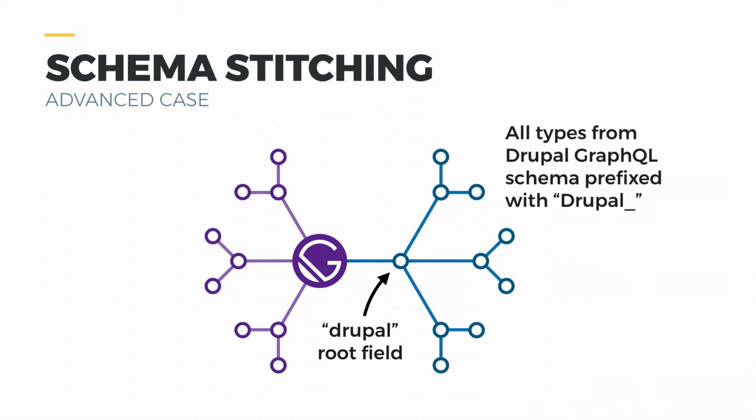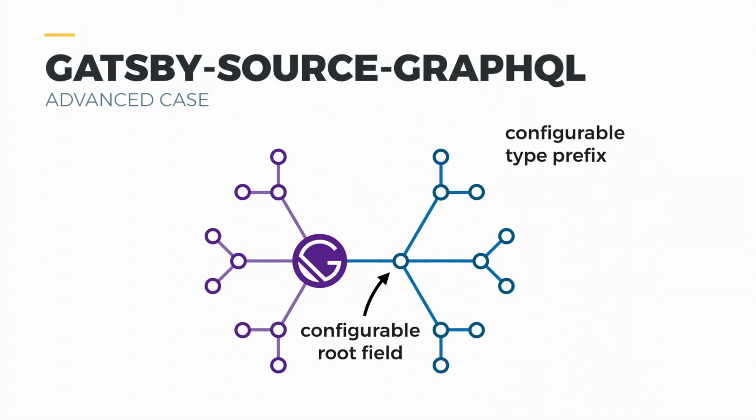And the second thing that we do is we need to ensure that all the types have unique names. So we're going to take all the types from the Drupal graph and prefix those names with Drupal underscore. That just ensures that there are no conflicting type names. I called this the advanced case, but this is actually the way that the Gatsby-Source GraphQL plugin works in Gatsby. It does this by default. This is the way it does a merge of Gatsby's graph with a third-party GraphQL graph.